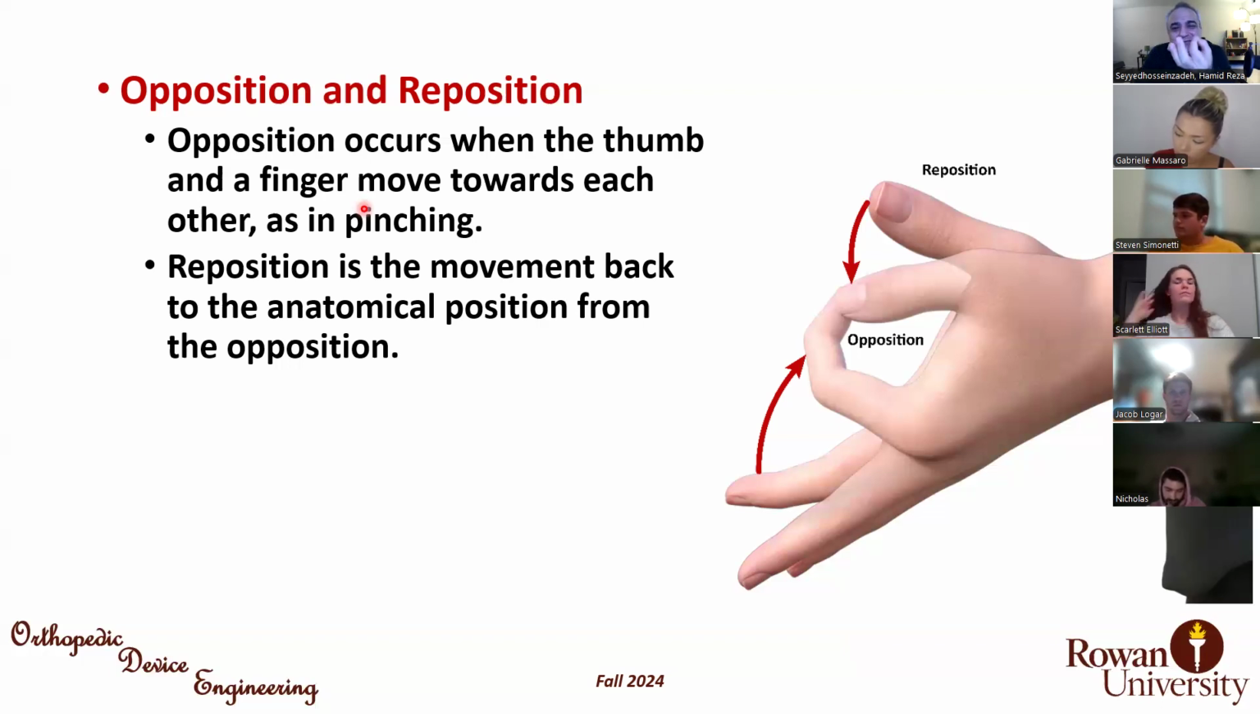And as I said, this is the only motion that we have and other creatures do not. All the other motions we discussed are present in other creatures, except this opposition. Opposition is unique to human beings.